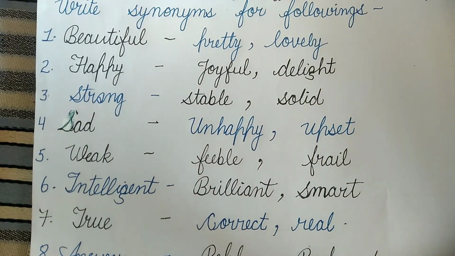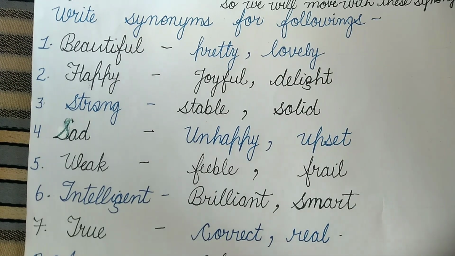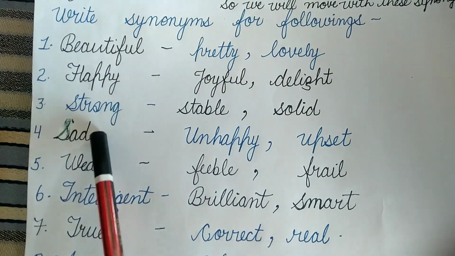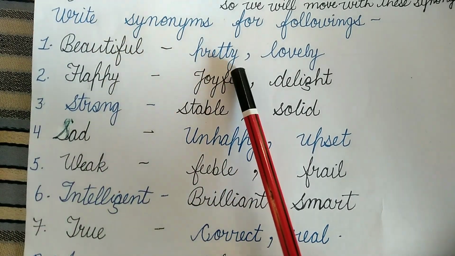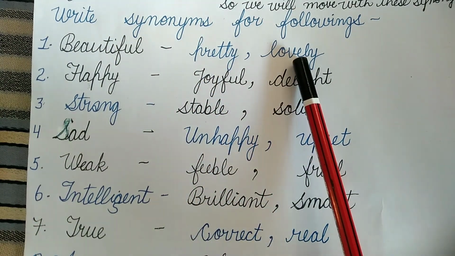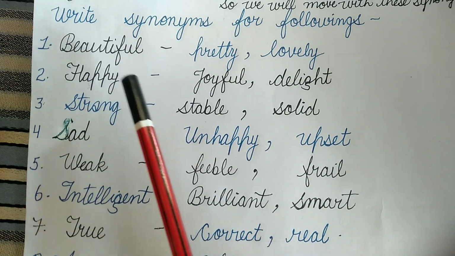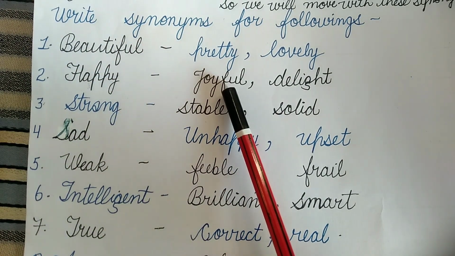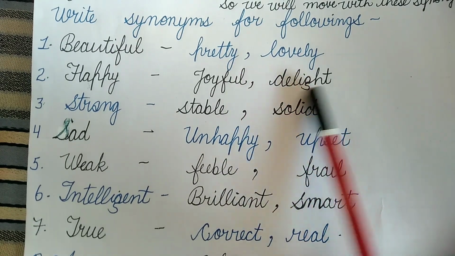Now dear students, we will move towards our next topic, that is synonyms. Synonyms are like word meanings, the same meaning of particular words, right? So let's start with the first one. First is beautiful. The meaning of beautiful is pretty and lovely also. Beautiful, pretty, lovely, right? Number second is happy. The meaning of happy is joyful and delight, right?